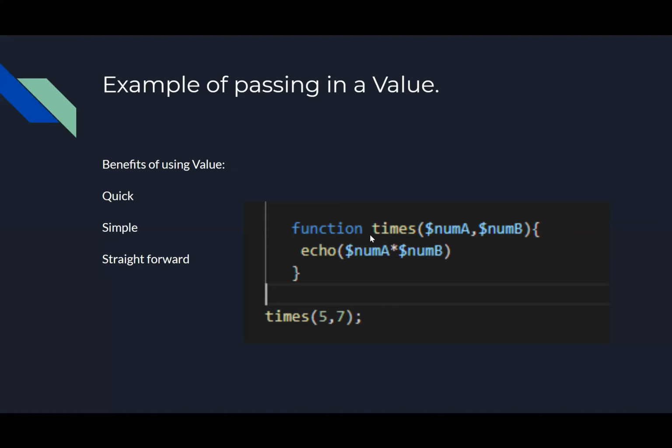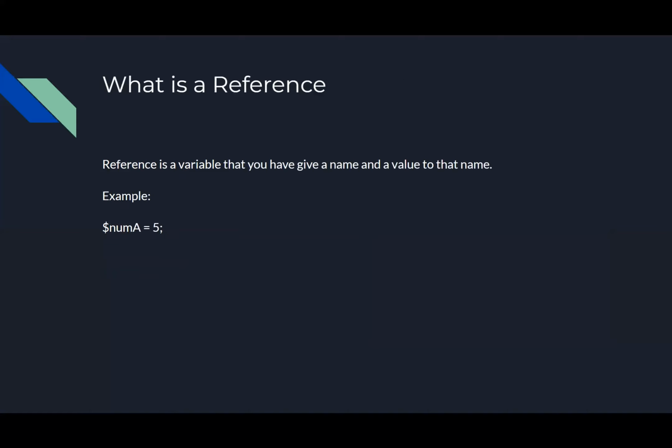Okay, let's go to the next one. The next one is, what is a reference? A reference is pretty simple. It is a variable, a var, as I like to call it because I used to do a lot of JavaScript. A variable that you give a name and a value to that name. For example, num a equals 5. So we're stating this variable num a, and we're giving it a value of 5.